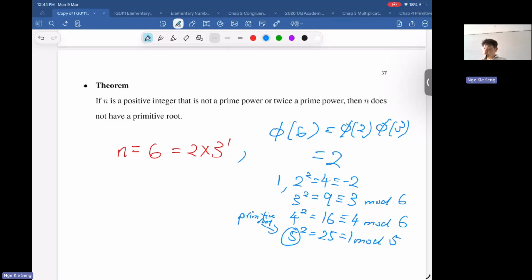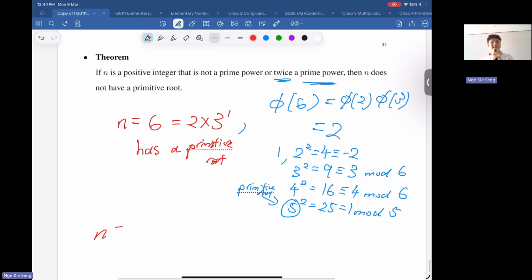So because this is not a prime power definitely, but this is twice a prime power. Okay, can you give me another number? This one has a primitive root. Can you give me another number that is not a prime power and not twice a prime power? Is it that hard? 20.